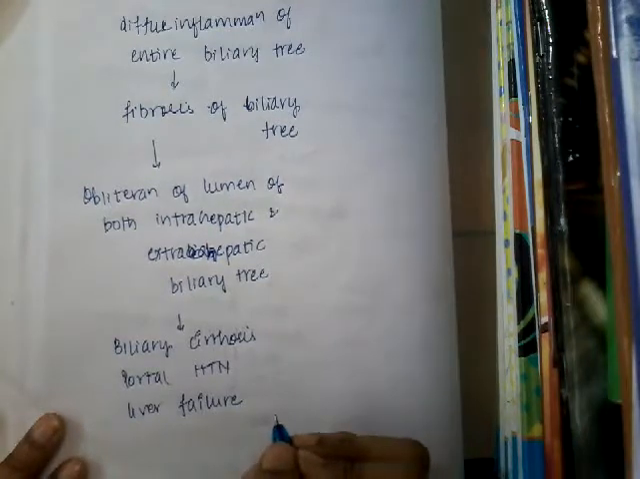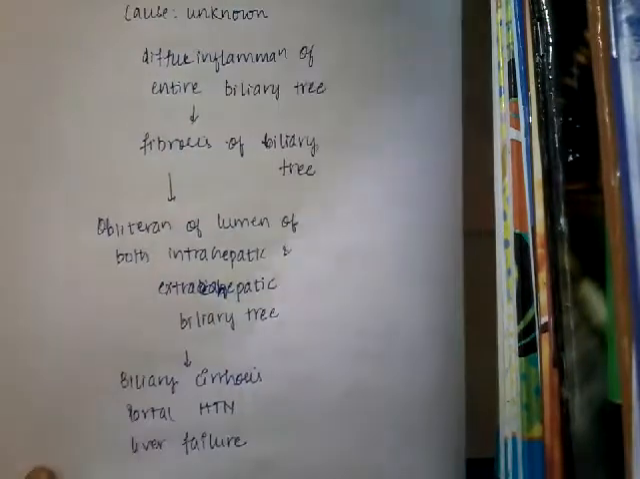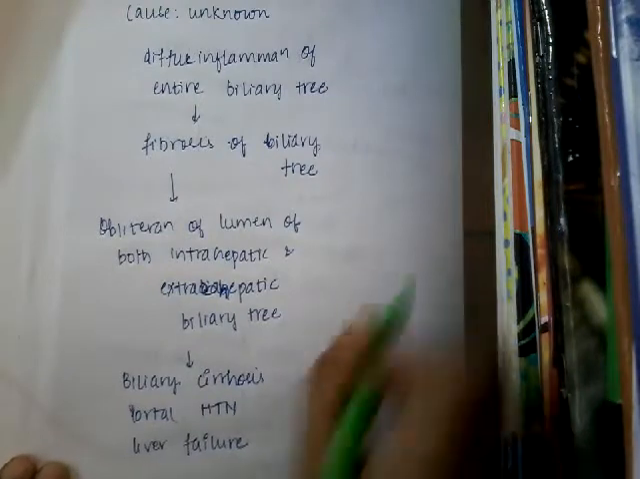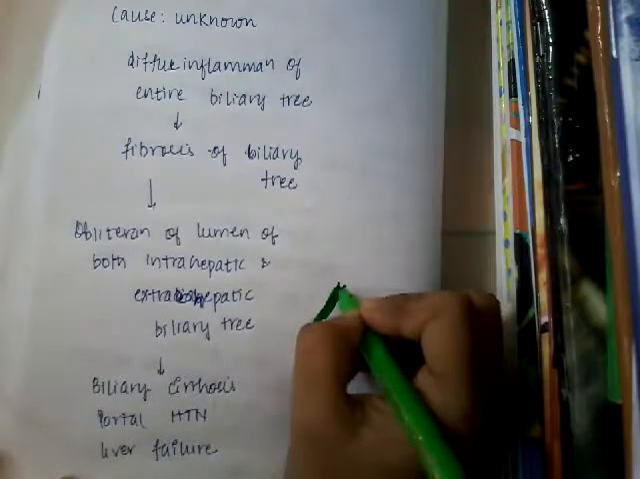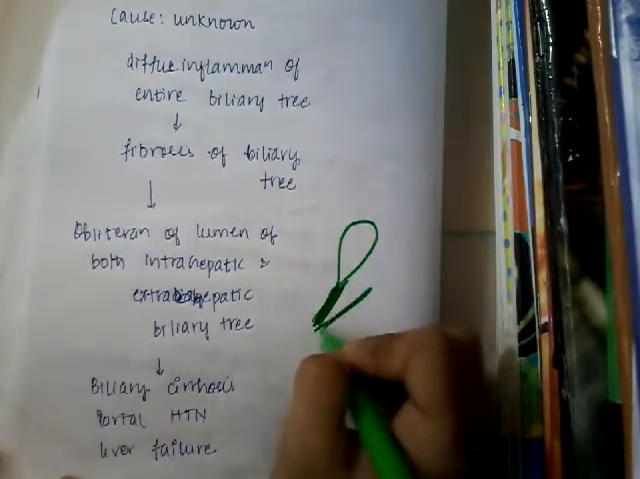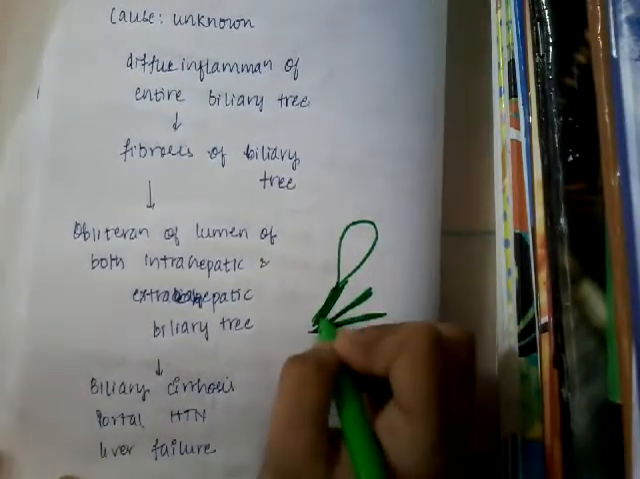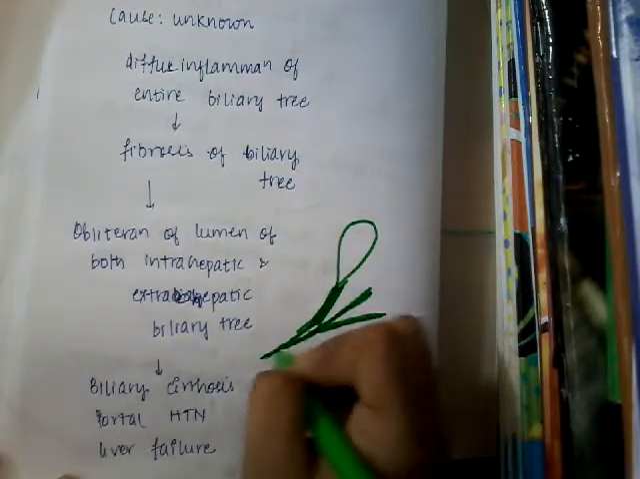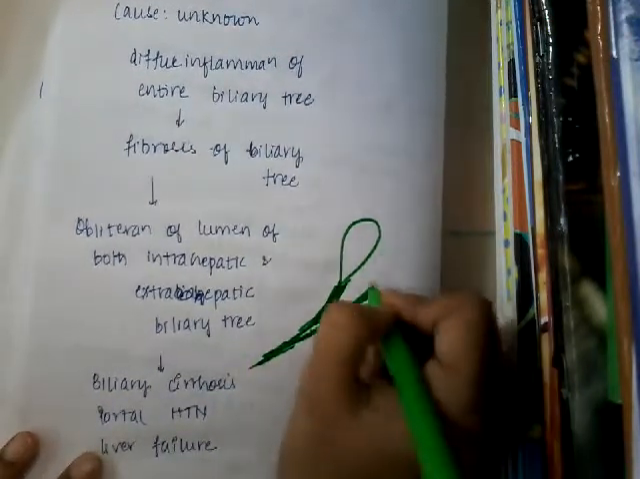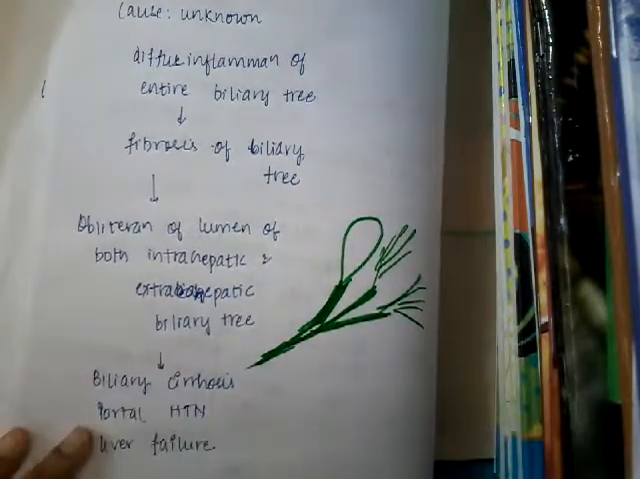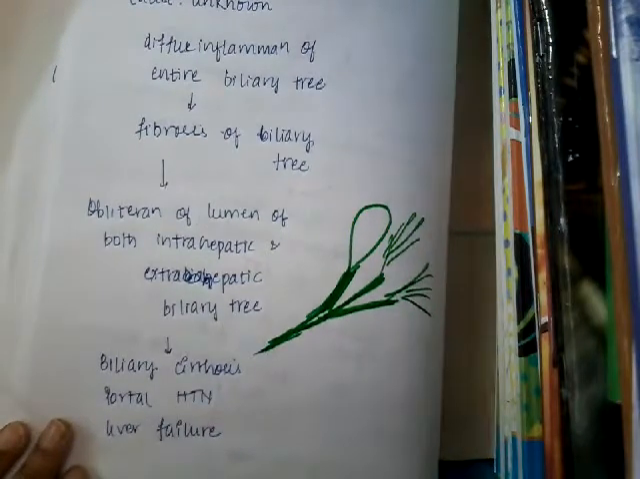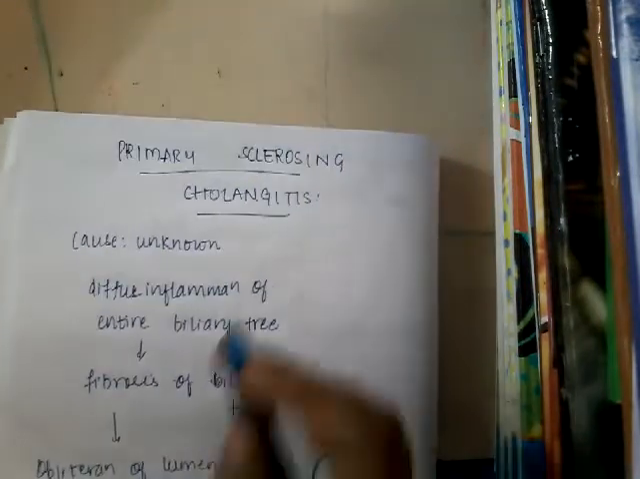Okay, because the whole lumen, if this is the bile duct, the whole lumen of the bile duct has been obliterated, and this is the gallbladder. This is the hepatic duct, right and left hepatic duct, and common hepatic duct and common bile duct. The whole lumen and also the intrahepatic biliary tree, even that lumen is obliterated, leading to biliary cirrhosis, portal hypertension and liver failure. So, what is the cause of primary sclerosing cholangitis?